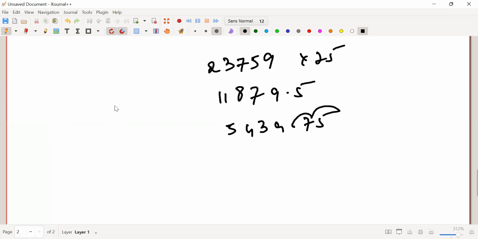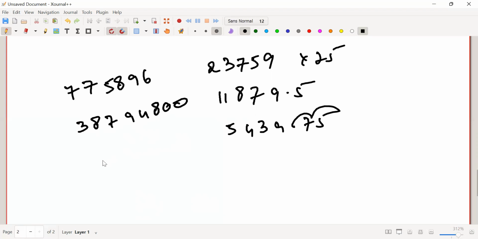அப்போ நீ சொல்லு, ஒரு பெரிய நம்பரா சொல்லு. சின்ன சின்ன நம்பர்லாம் சொல்லிட்டு சிம்பிள் ஆகிடாது. நம்பர் சொல்லு. 2 7 5 8 9 6 போதுமா? போதுமா? ஓகே. 3 8 7 9 4 8 00. அதுதான் ஆன்சர்.